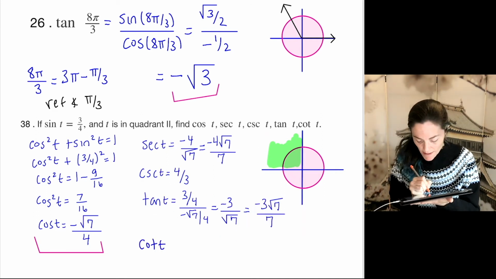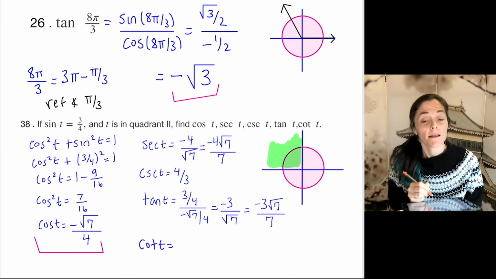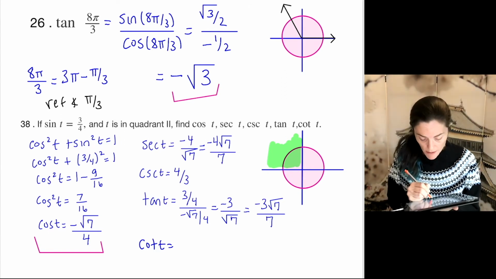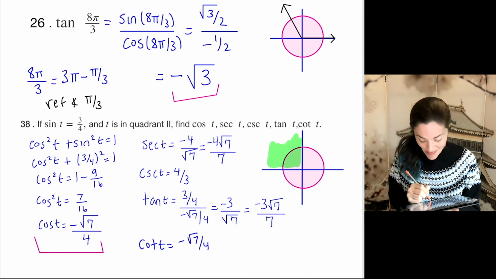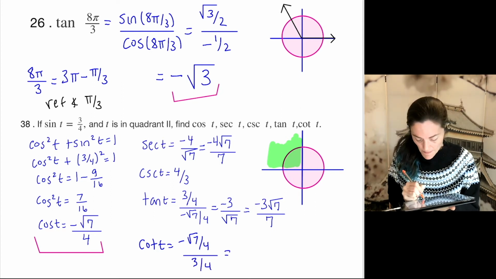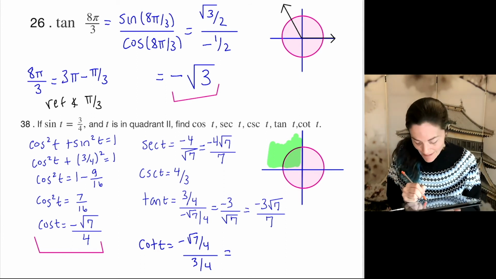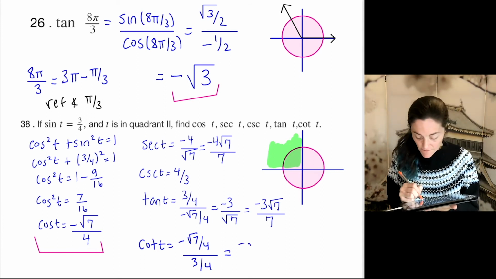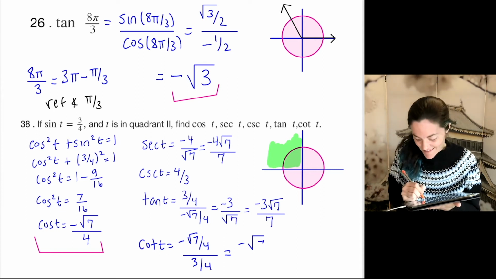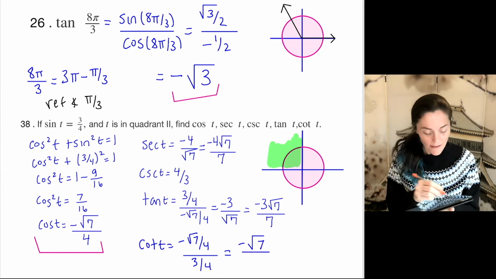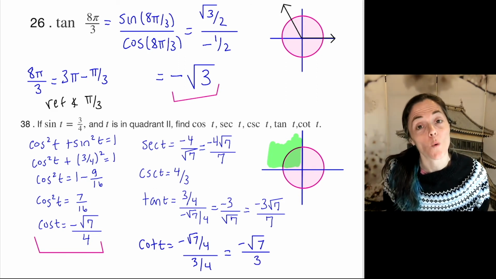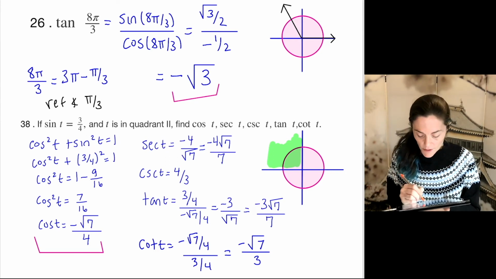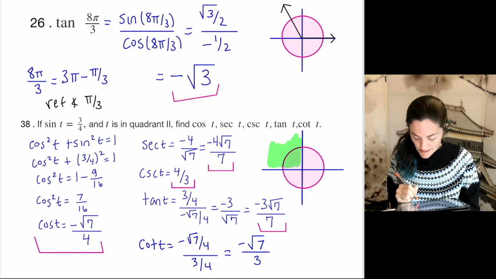The last one is the cotangent, and this would be cosine over sine. So minus the square root of 7 over 4 divided by 3/4. And here when we invert and multiply, we get minus the square root of 7 divided by 3. So here we were given one trig function and we were given the quadrant, and we had to find all of the others. So here's the secant, cosecant, tangent, and cotangent.